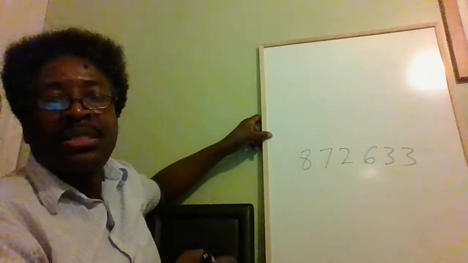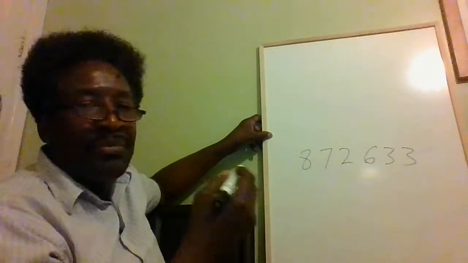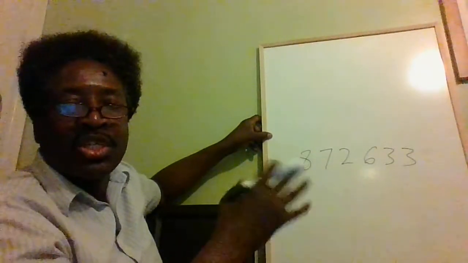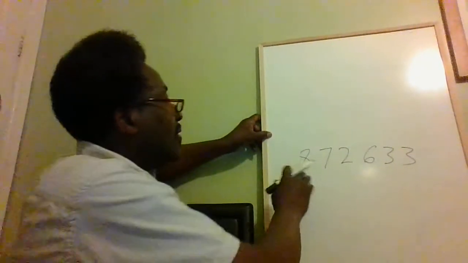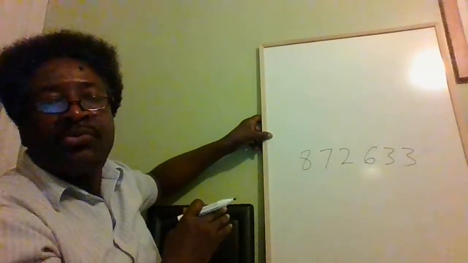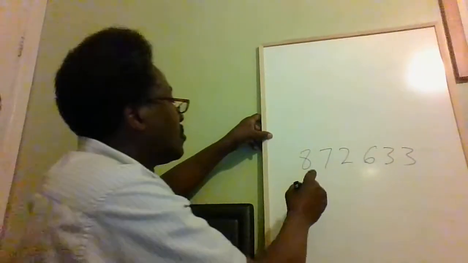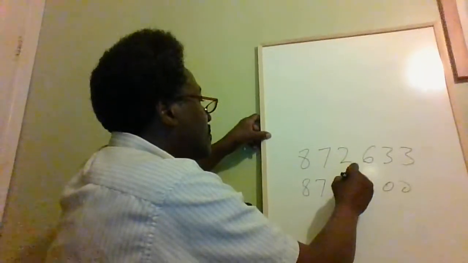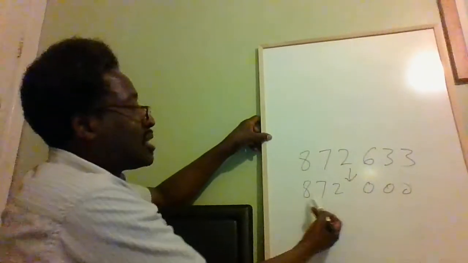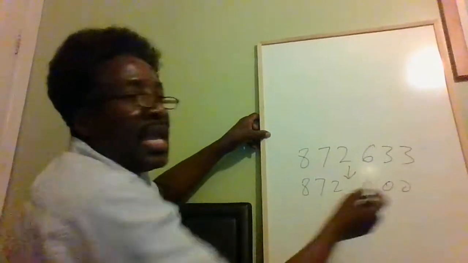That's a random 6-digit number I just wrote down on the board. Remember the first step, 50-50 split. Because it's a 6-digit number, 50-50 split. First 3 digits, retain the first 3 digits. The last 3 digits, imagine them to be zeros. So you have 872000. So you can now say this one in words easily because it ends with 3 zeros.